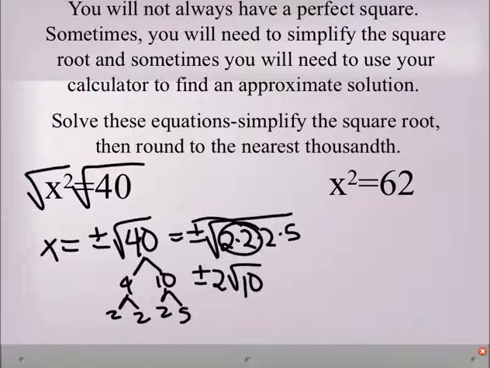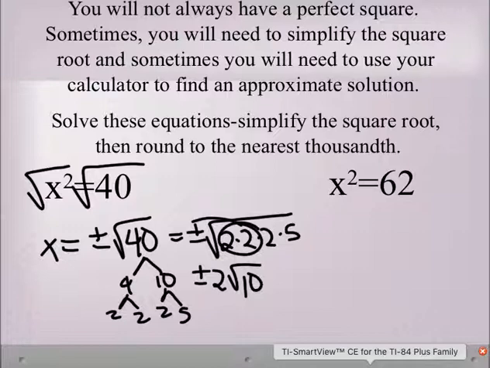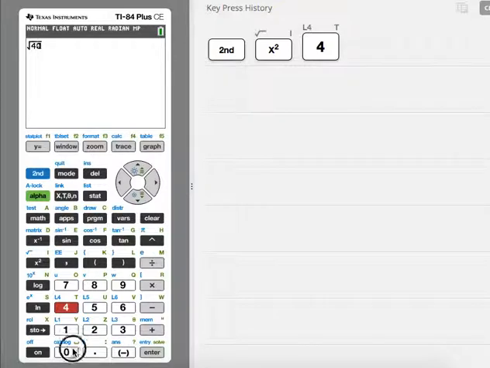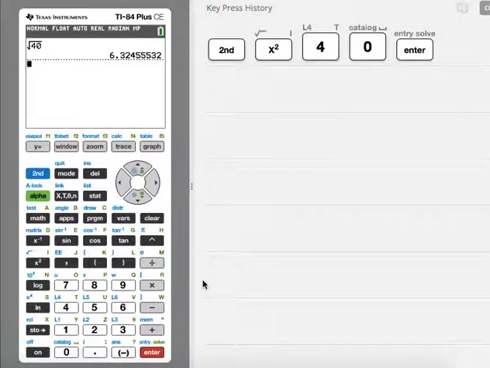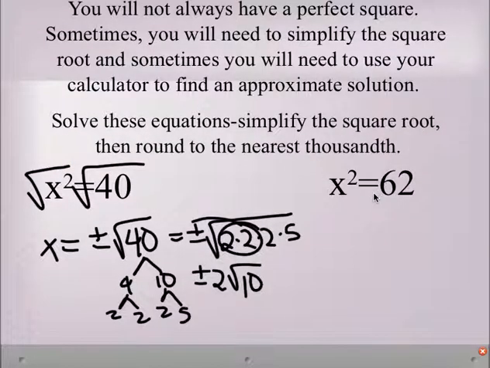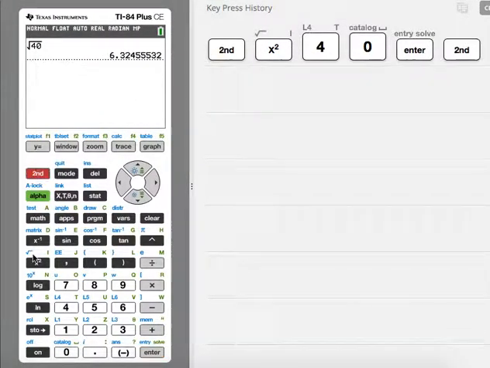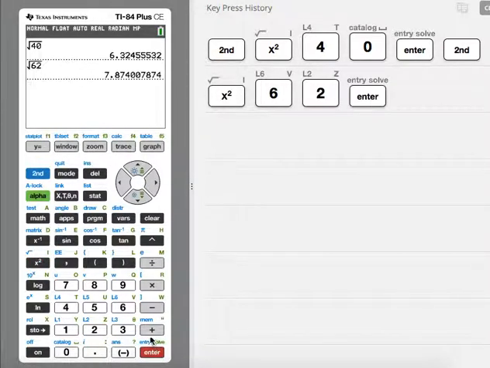Now, if we want to approximate this, yes, we can do it by hand, or sometimes we're allowed to use a calculator, and we would just say something like square root of 40 is approximately 6.32, which makes sense. It's between the perfect square of 36 and the perfect square of 49, so it has to be between 6 and 7. All right? The next one, we would take the square root, and we actually can't simplify the square root of 62, but we can approximate it to say the square root of 62 is just 7.87. All right?